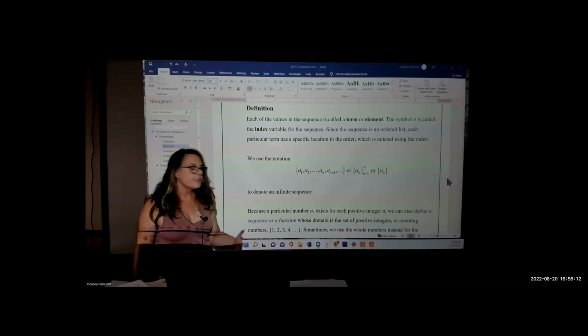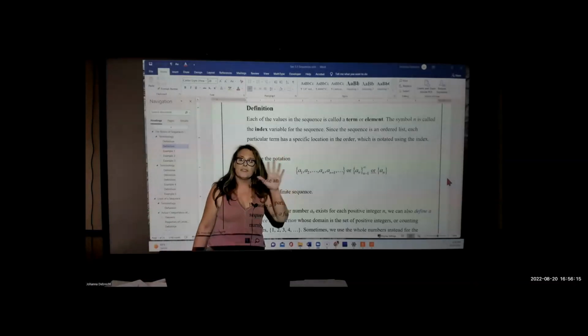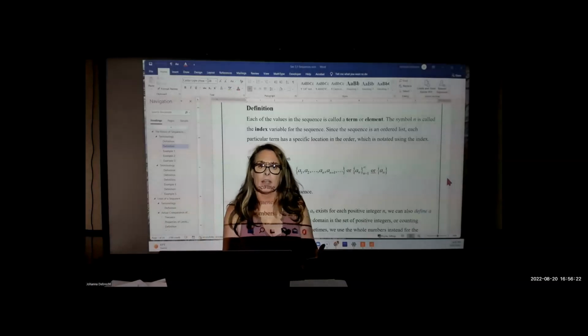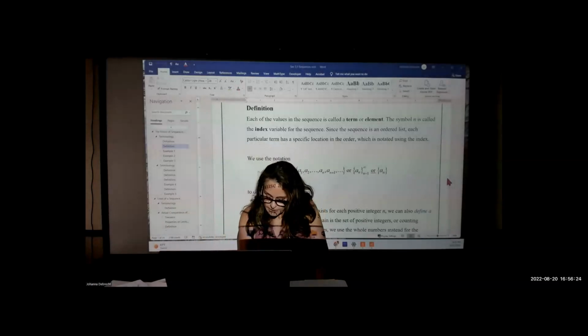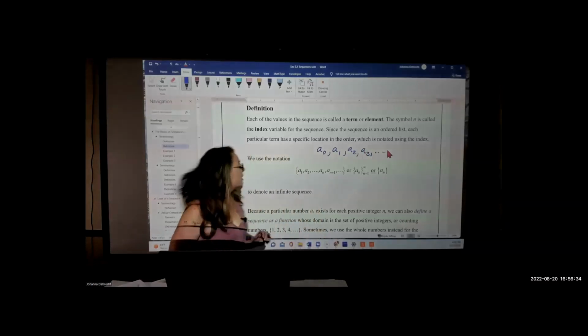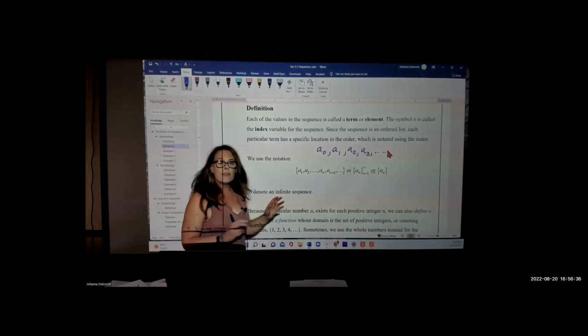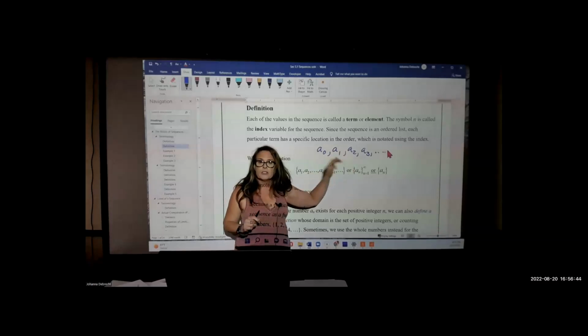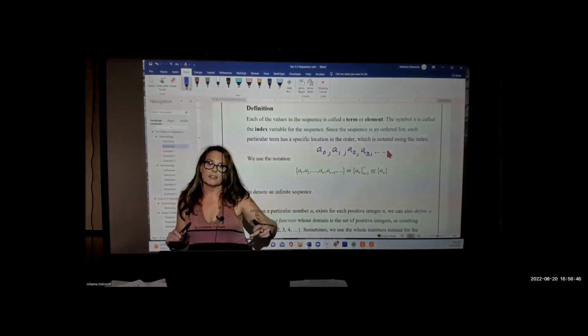So a sub 5, if I start with n equal 1, would be the 5th in the index. Now, you do have to be careful because we can have a sequence that starts at something other than 1. For example, I could have a sequence which is a sub 0, a sub 1, a sub 2, a sub 3, and so on. Now, in this particular sequence, the first one is a sub 0, and the second one is a sub 1. So the order doesn't necessarily match the subscript.